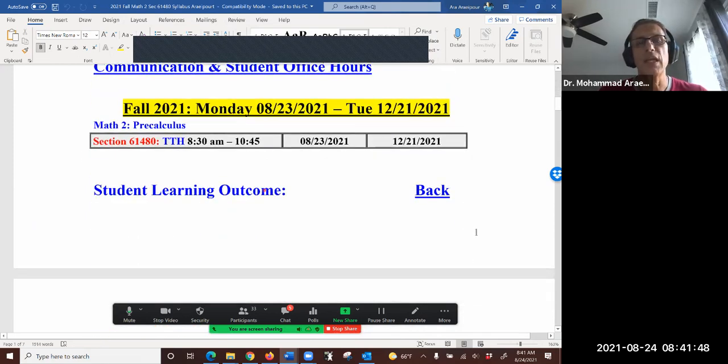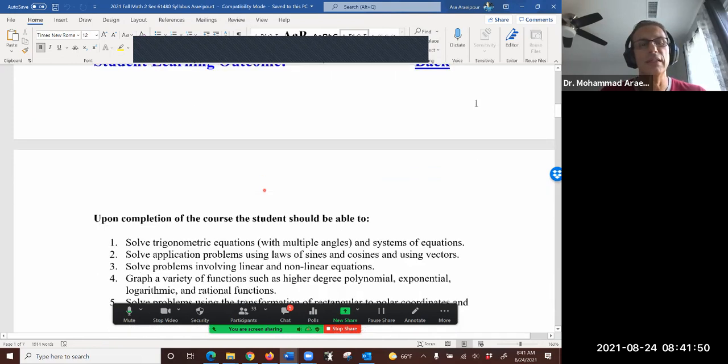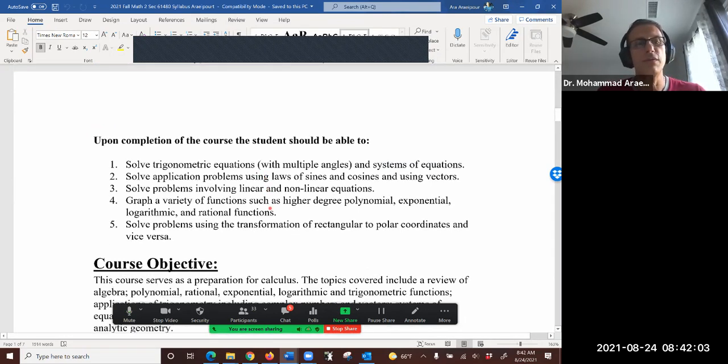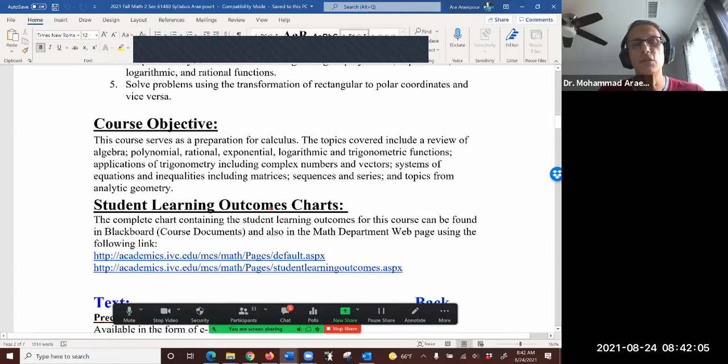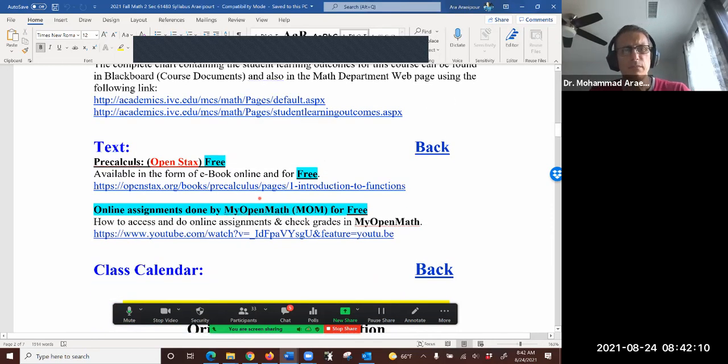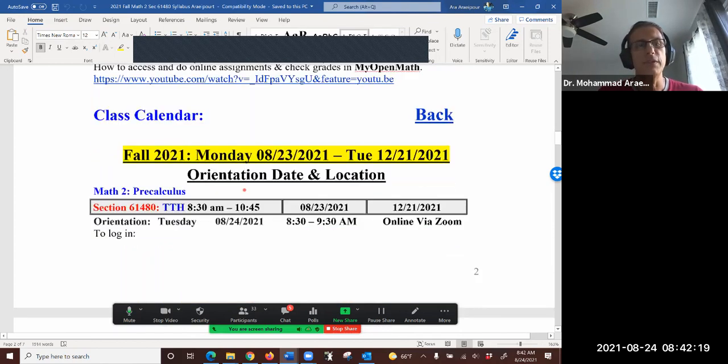Here's your pre-calculus course, student learning outcome. In short, we're going to discuss some algebraic functions, trigonometric functions, log and exponential functions, conic sections, so on and so forth. The course objective, student learning outcomes, charts. The text, as I mentioned, is from OpenStax and it's absolutely free. Online assignment is done through MOM, and that is also free.